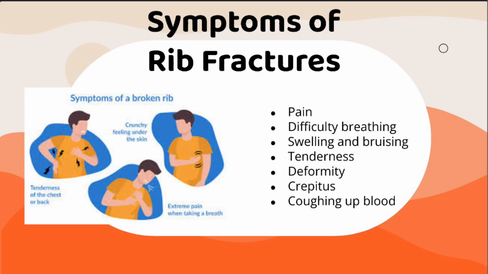fractures. Some symptoms of rib fractures can include pain while breathing deeply, moving your torso, coughing, sneezing, and laughing, difficulty breathing, swelling and bruising around the fracture, tenderness, deformity, crepitus, which is a cracking or popping sound, and even coughing up blood, which is a sign of a lung puncture.